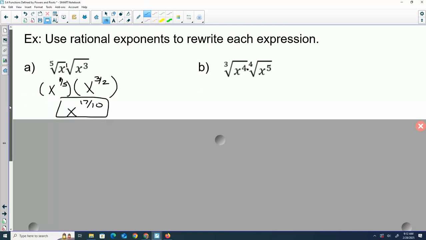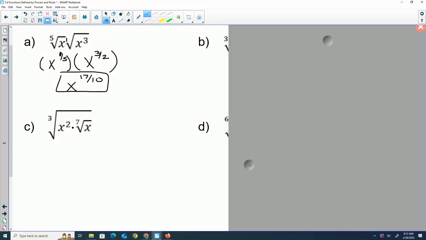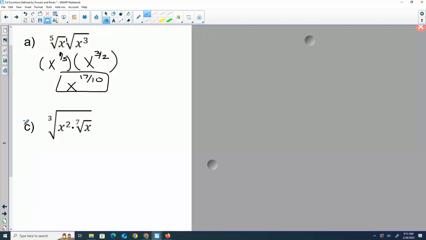I'm going to switch the order of my examples. This is going to be B. This entire thing is under a cube root. So what power is a cube root? Okay, inside we have an x squared times the 7th root of x. How do we write that?